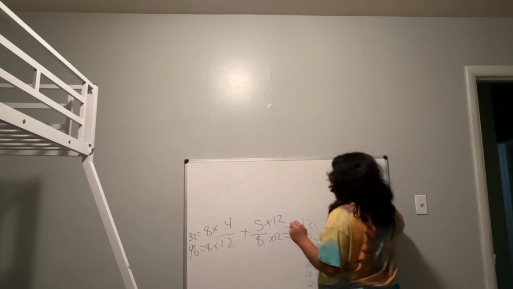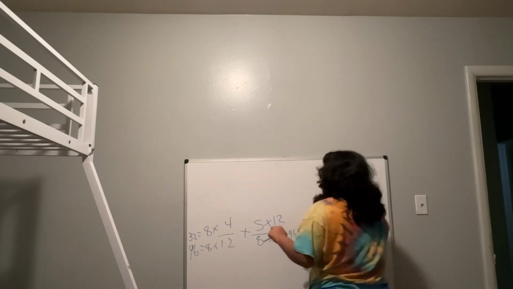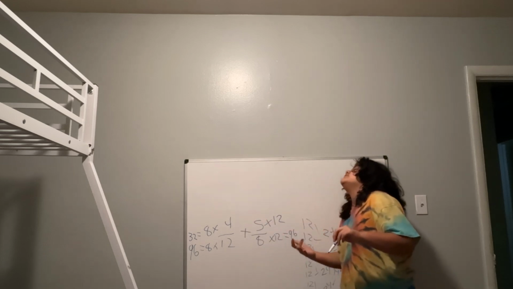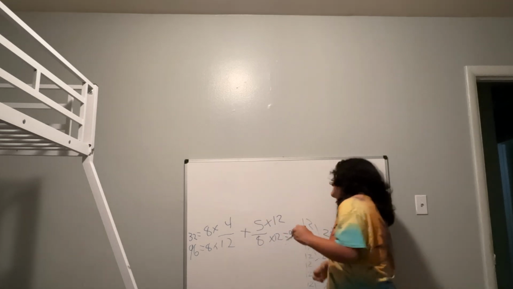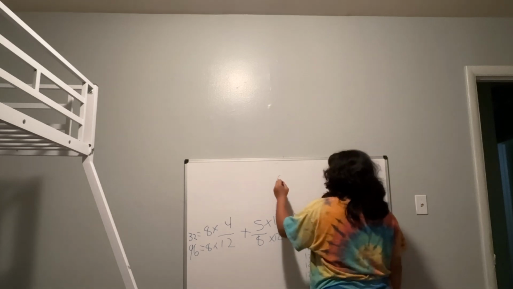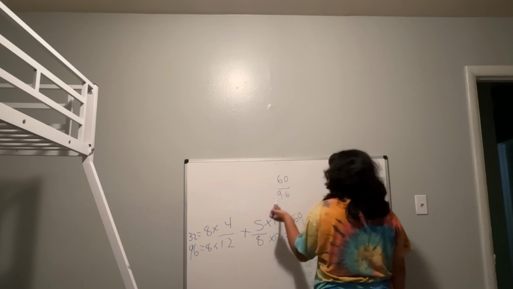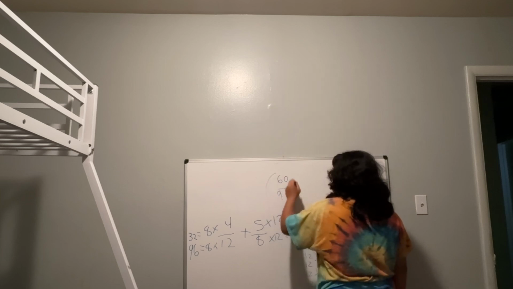There's another part to it that I forgot. And then 5 times 12, 5, 10, 15, 20, 25, 30, 35, 40, 45, 50, 55, 60. So it would be 60 over 96 would be your answer.